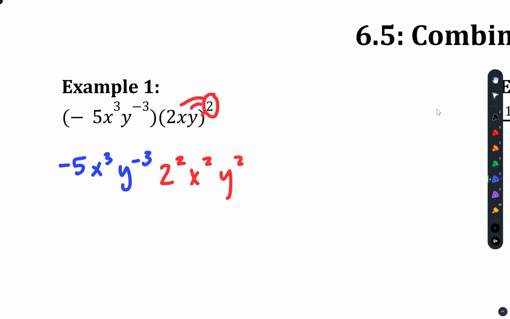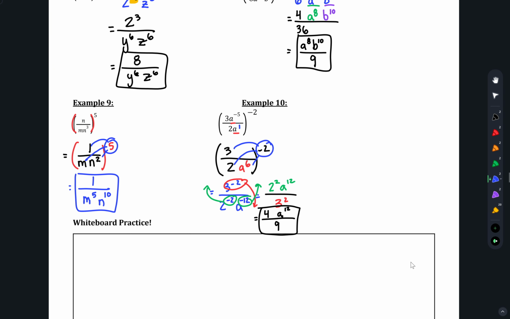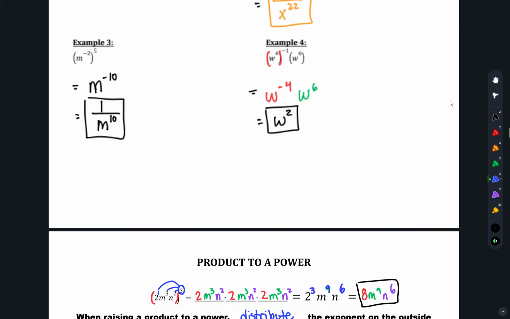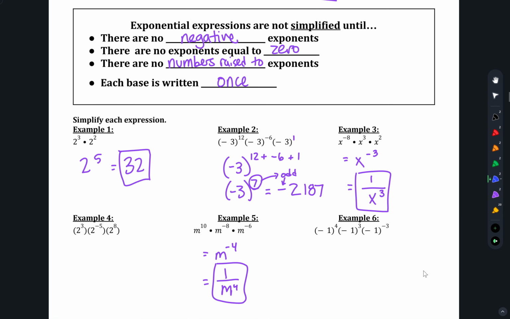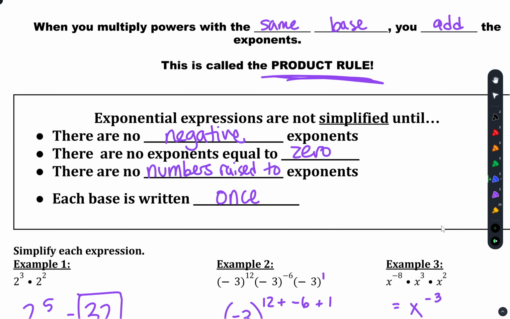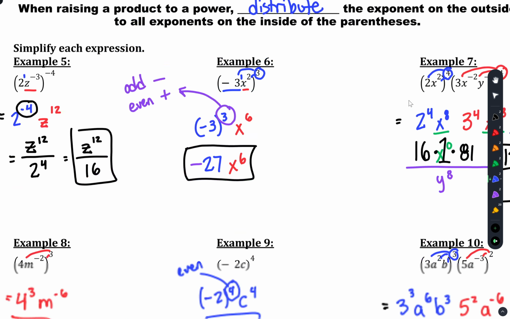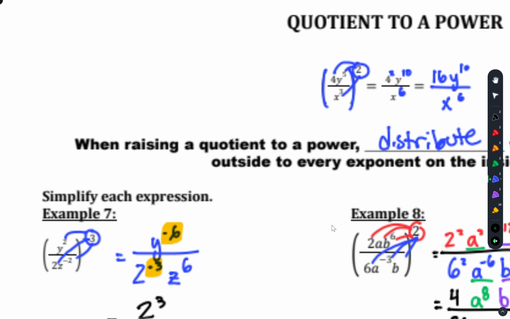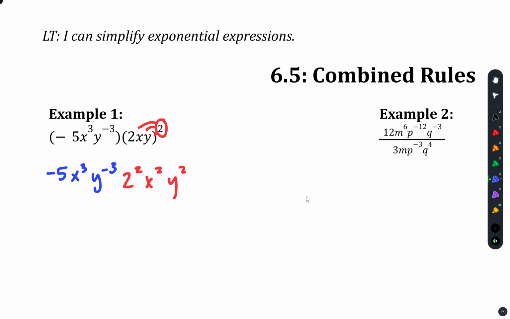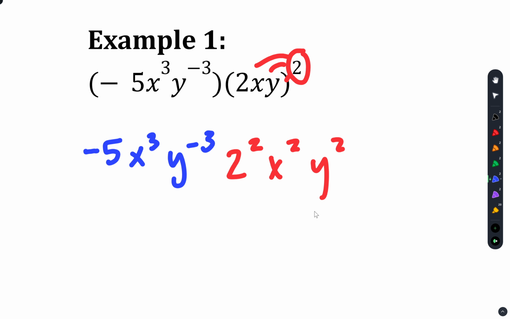The thing with combining all of these rules is that we're going to have to follow all of those rules that I think the last time we talked about them was in 6.2. Do you remember these 4 rules? We got to make sure there's no negative exponents, no zero exponents, no numbers raised to exponents, and each base is written once. So currently, I think I've got all of that going on in here. I have negative exponents. I have numbers raised to exponents. I have x's in 2 places, y's in 2 places. There's a lot of stuff we need to do.